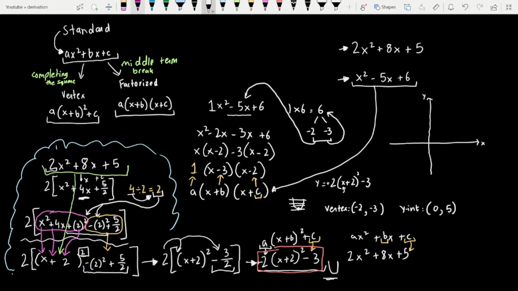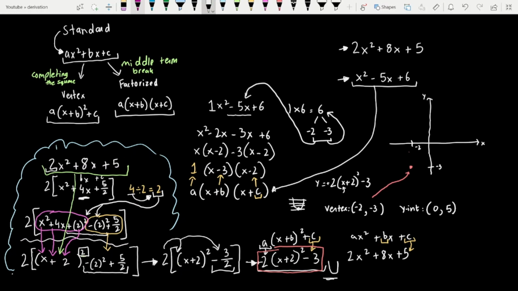So you can already kind of imagine what your graph is going to look like. This right here is where your vertex is going to be. Let's say that you have your -2 over here, and let's say this is your -3. So you can put a point over here. This is where your vertex is.